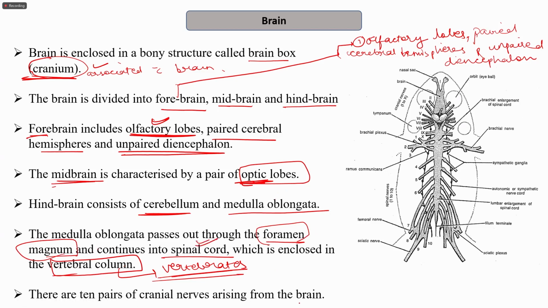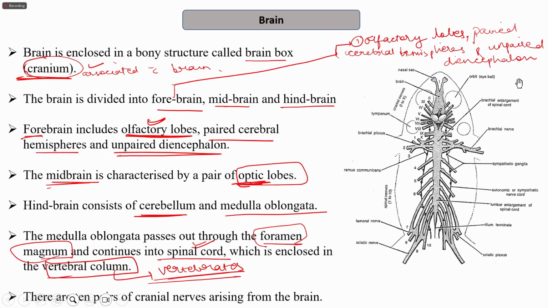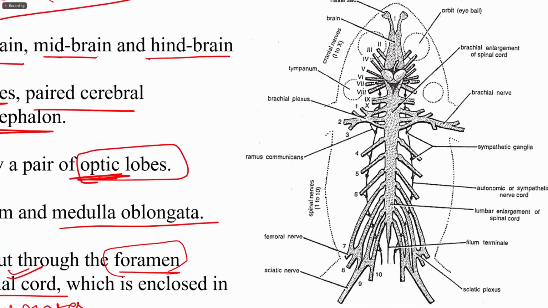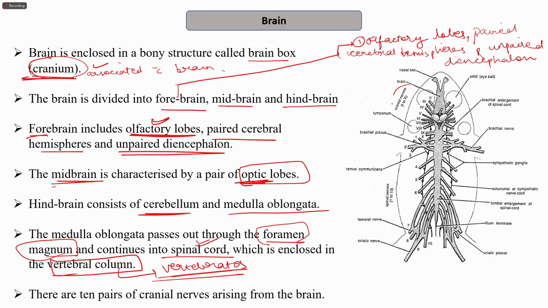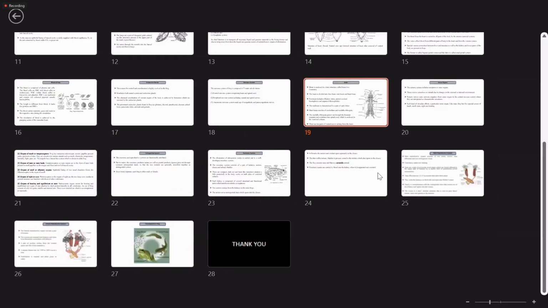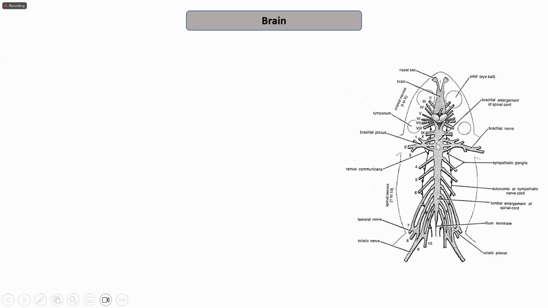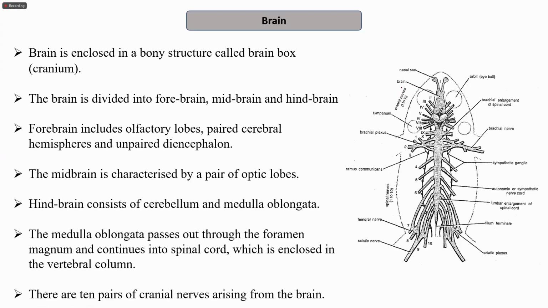Now there are 10 pairs of cranial nerves that arise from the brain. There are 10 pairs of cranial nerves as well as 10 pairs of spinal nerves. You may be asked how many pairs of cranial nerves or spinal nerves there are. So there are 10 pairs of cranial nerves and 10 pairs of spinal nerves.